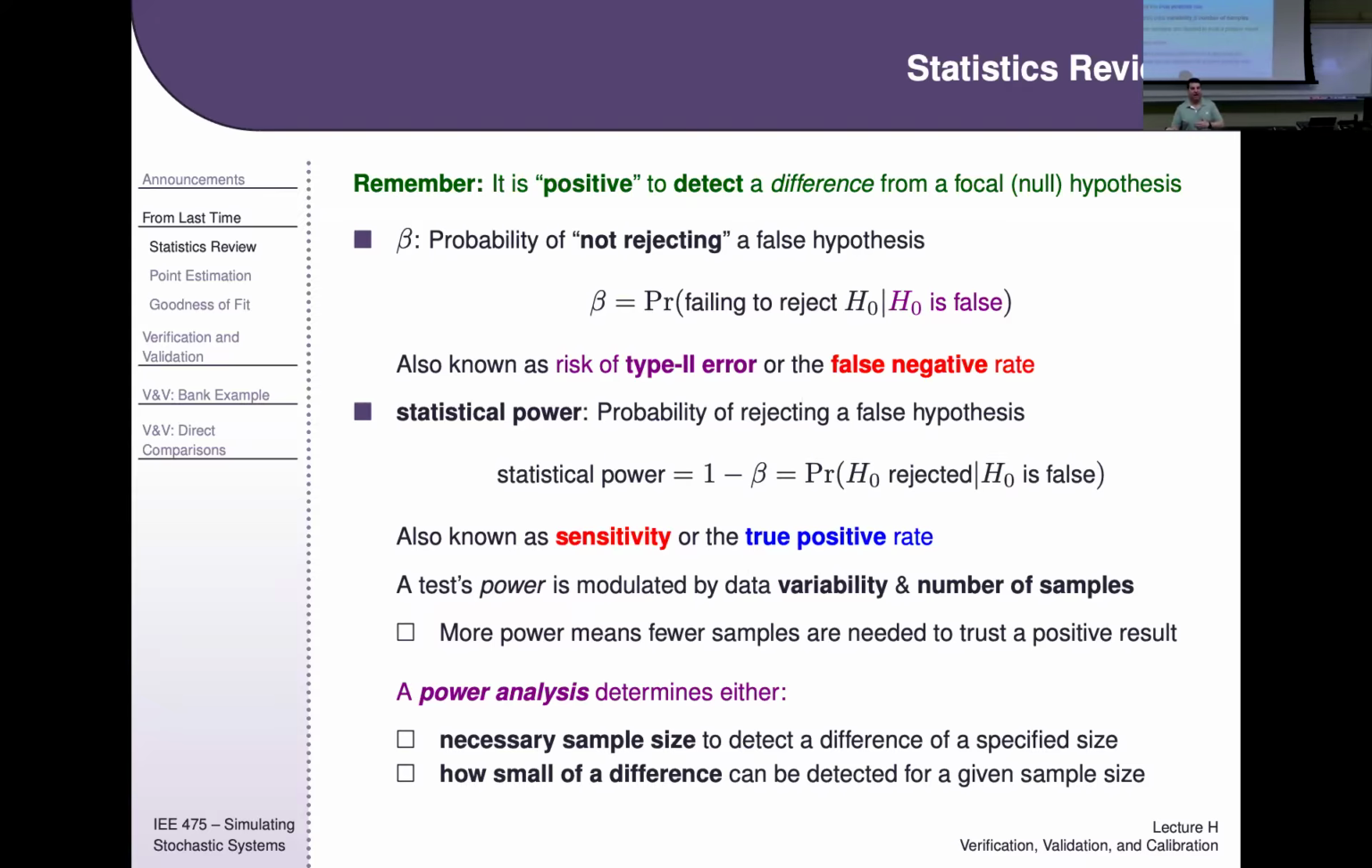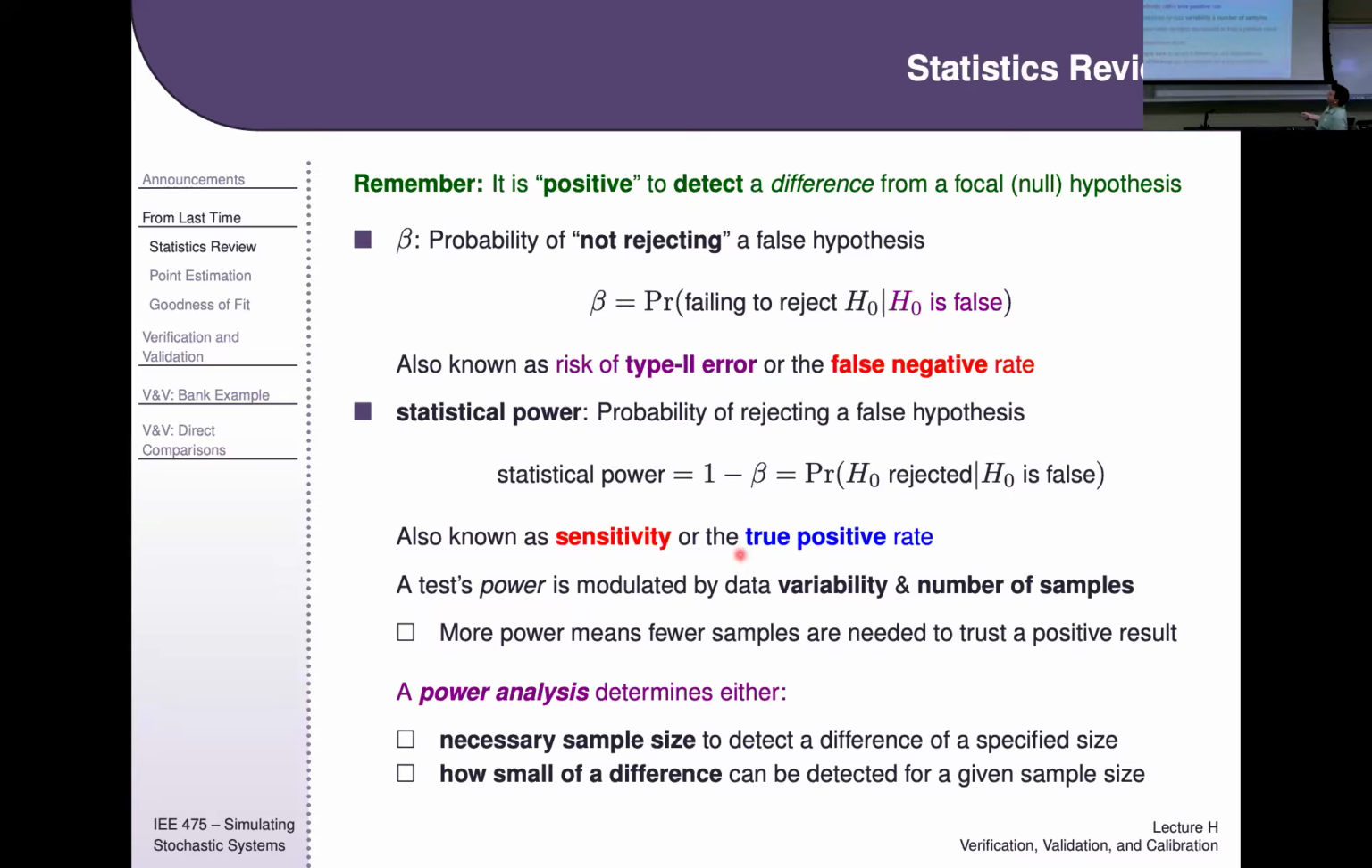So that's the nice thing with statistical power. Alpha is the false positive rate. Power is the true positive rate. So now we can phrase everything in terms of positives: how often do you detect a difference when it's not there, and how often do you detect a difference when it is there. So the false positive and the true positive rate.